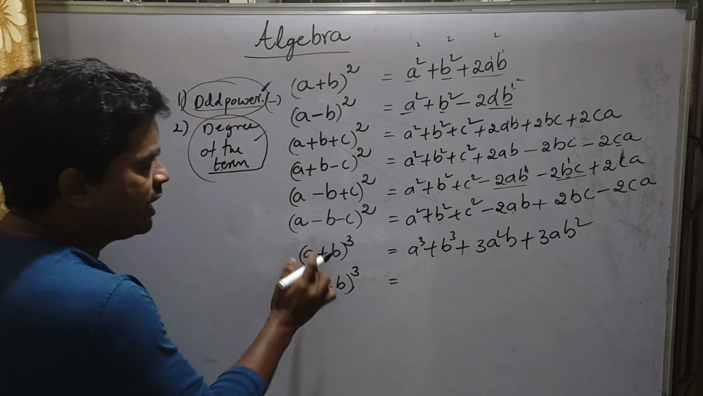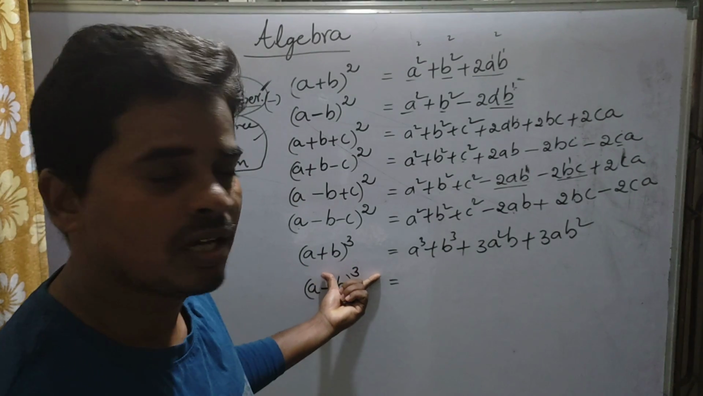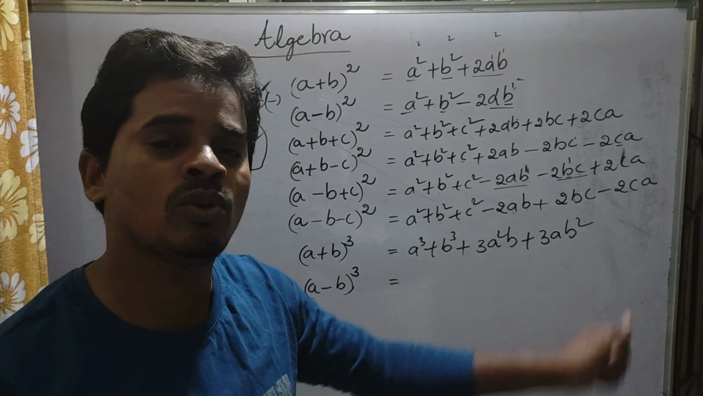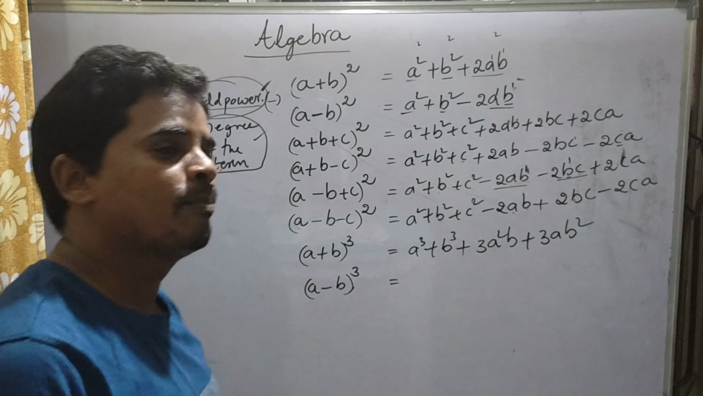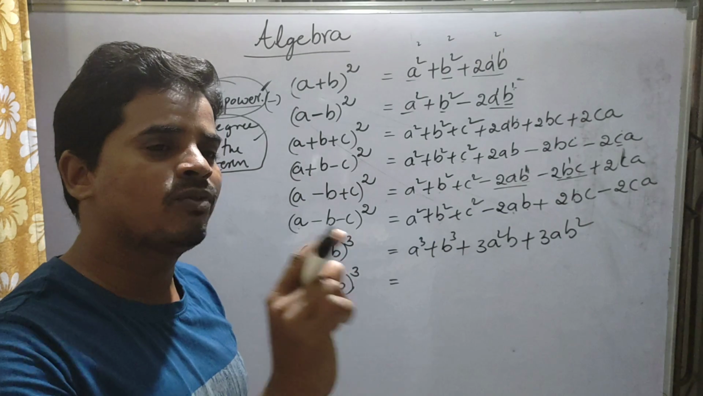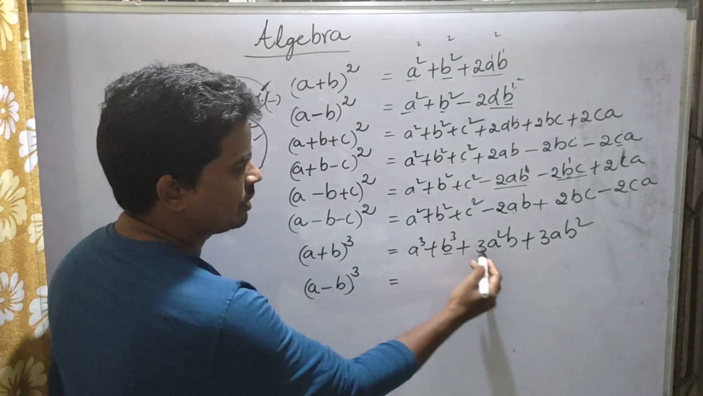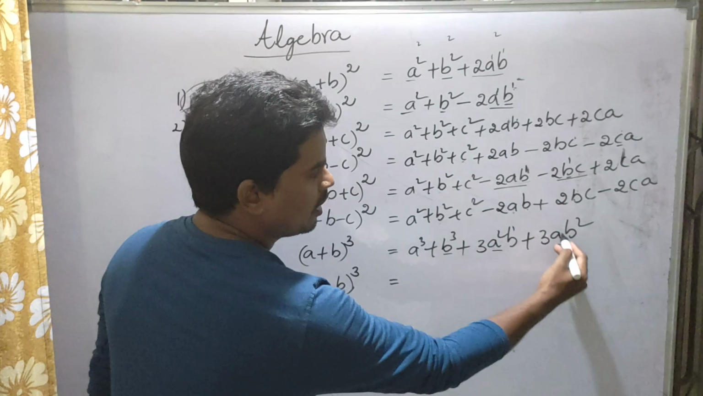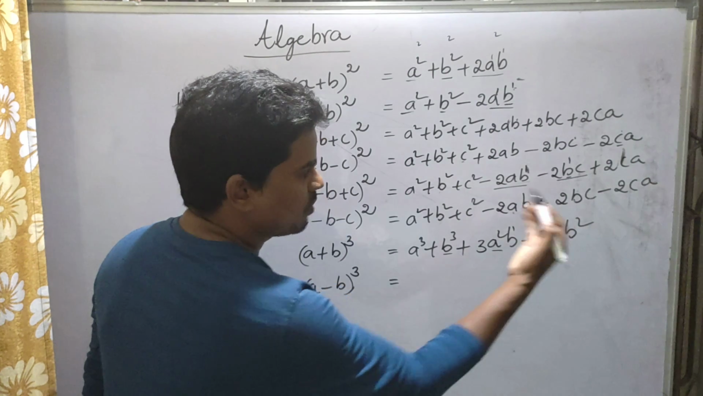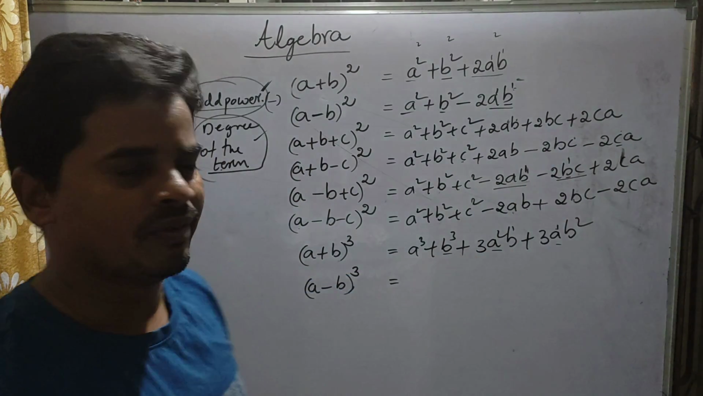Each term's degree should follow 3, because it is (a + b) whole cube. Each term's degree in (a + b) whole cube follows 3. Here the degree is 3, power is 3. Here a square, b power 1, 2 plus 1, 3. a power 1, b square, 2 plus 1, 3. So each term's degree is 3 only.